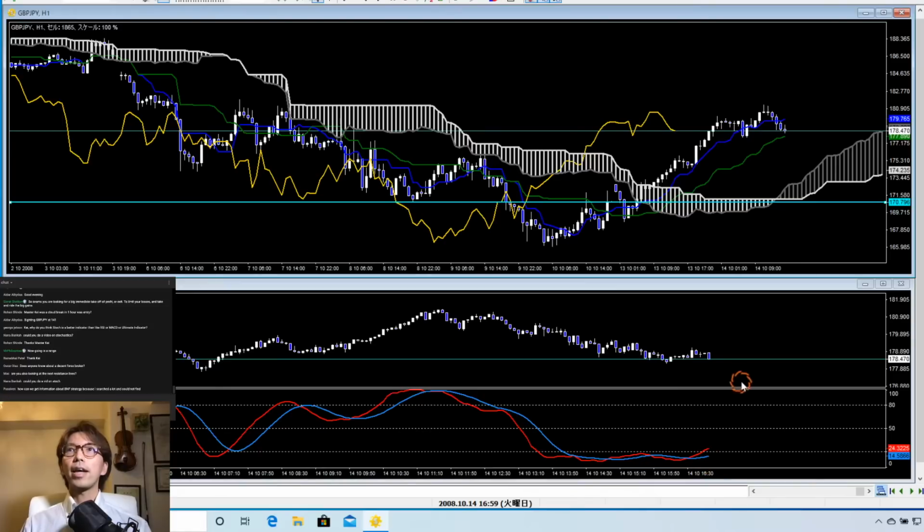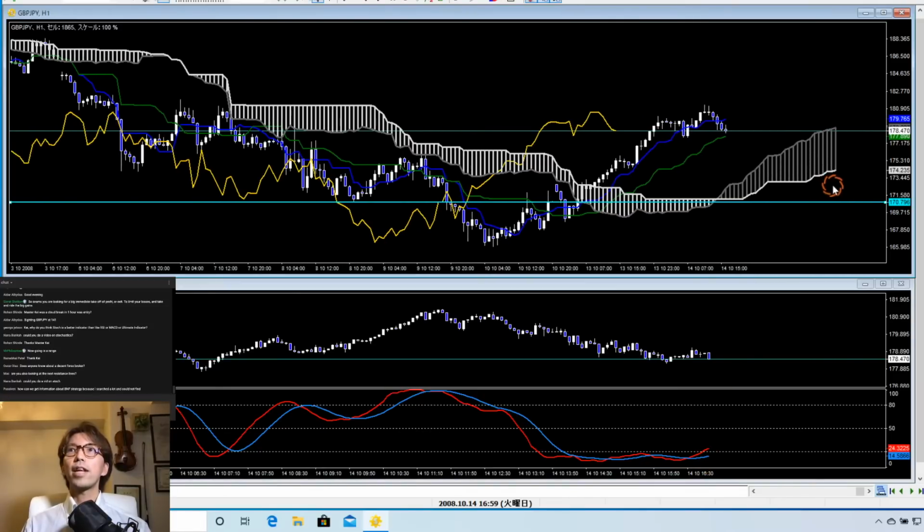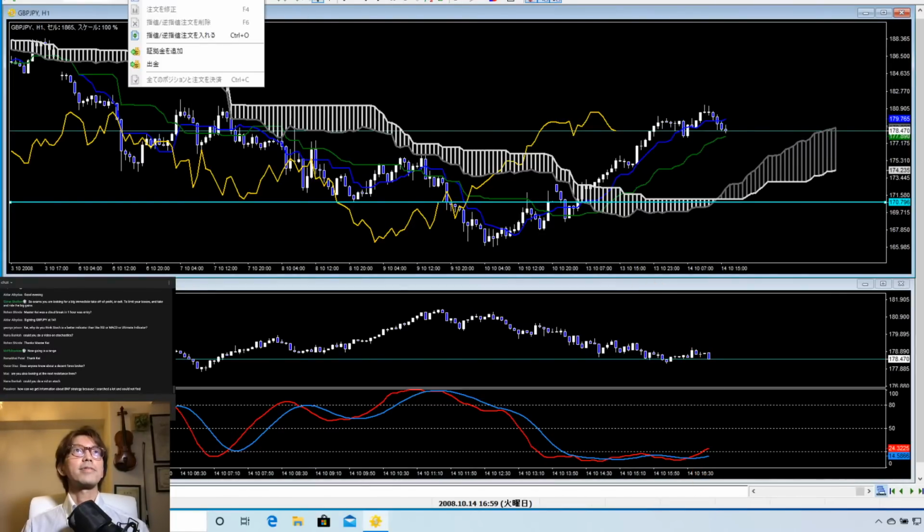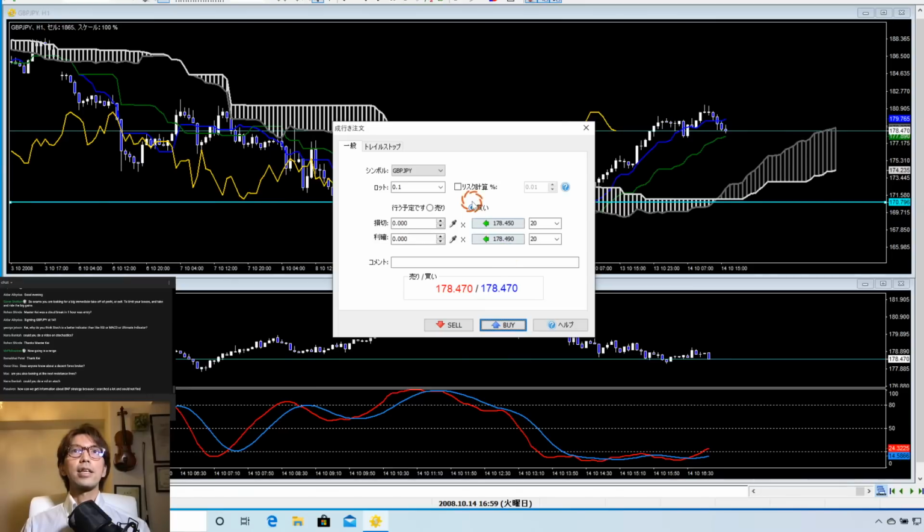So I can take a buy because the Kumo's moving up, now Senkou Span B is moving up, and Senkou Span A is moving up, and Kijun Sen is moving up too. So I see a gold cross here on Stochastics, so I will take a buy. Right, that will be a great buy chance. So let me take a buy again.